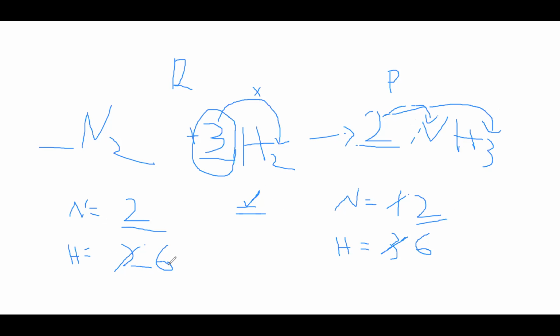We have 6 H's in the reactants and 6 H's in the products. Those are equal to each other. So the H's are balanced. Our N's are balanced. Our H's are balanced. So now we have a completely balanced chemical equation. N2 plus 3H2 yields 2NH3. That is our final answer, our final equation.